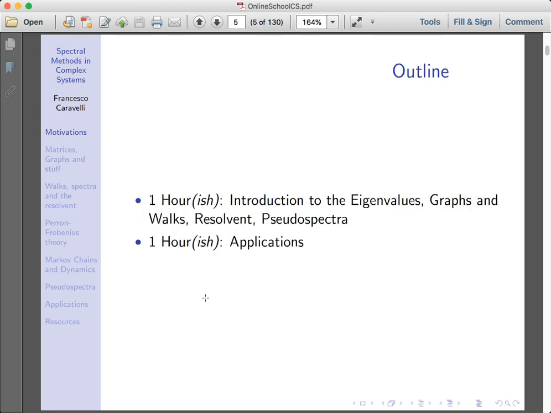The outline for this lecture is 2 hours. The first hour is going to be a quick introduction to eigenvalues, graphs, walks, and to pseudospectra, which is an advanced technique. And the second hour, or rather half an hour, is going to be more around applications.